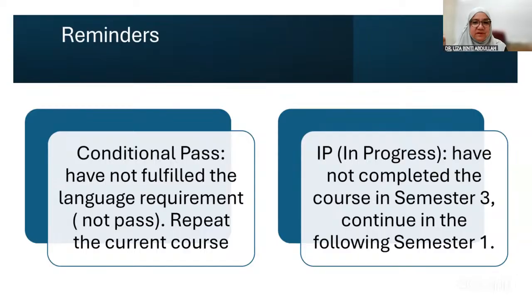In semester 3, those level 1011 and 1012, at the end of semester 3, you will get IP. Means you have not finished. In progress. So don't think that you are done. No, not done. You have to continue in semester 1. So the office will do the needful for you and for you to check with us.